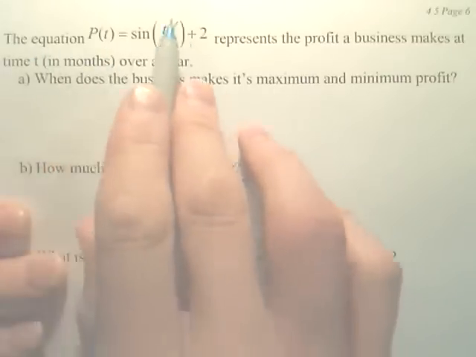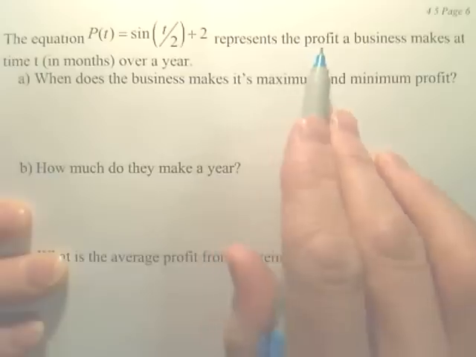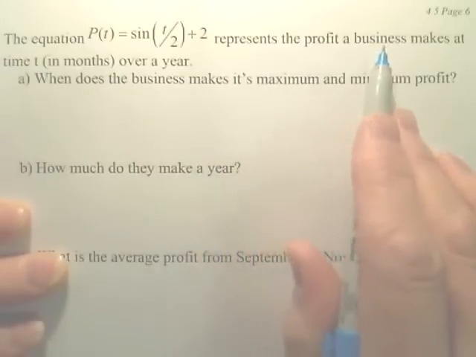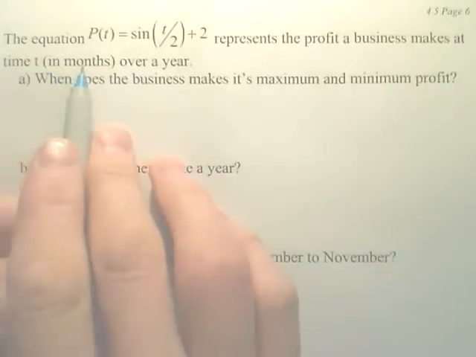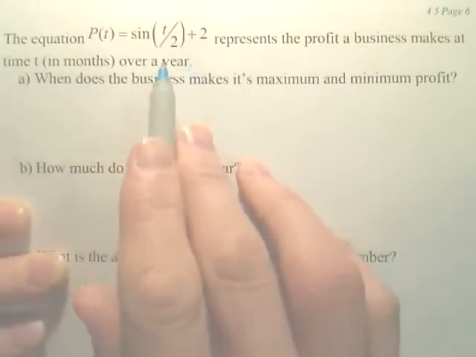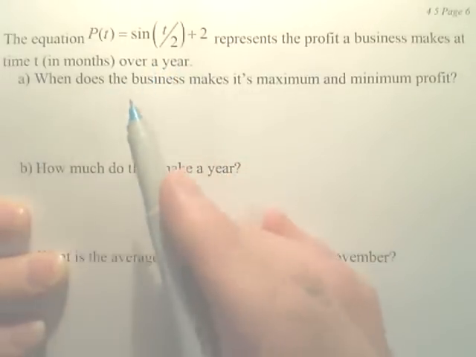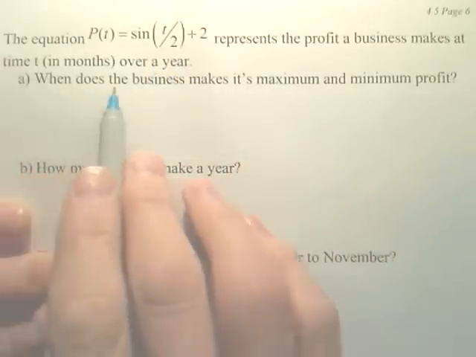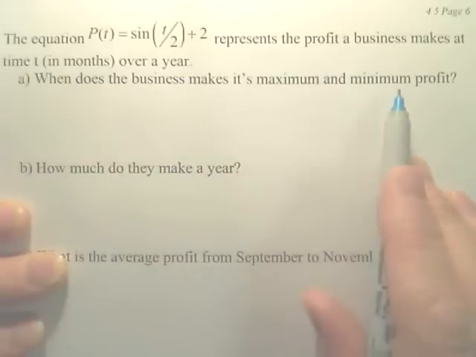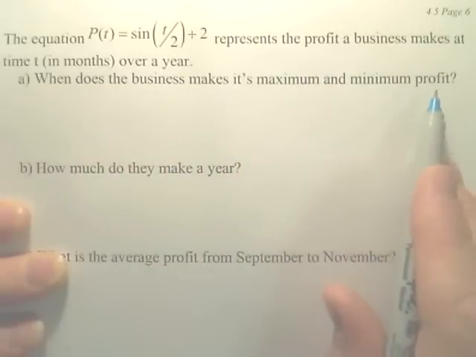Alright, this equation represents the profit a business makes at time t in months over a year. So at 1, that would be the end of January. 2 is the end of February, and so forth. When does a business make a maximum and minimum profit?